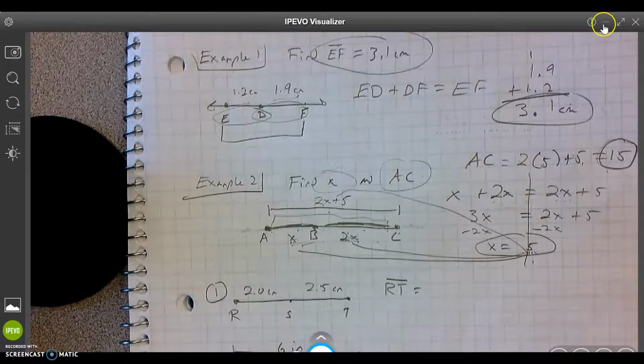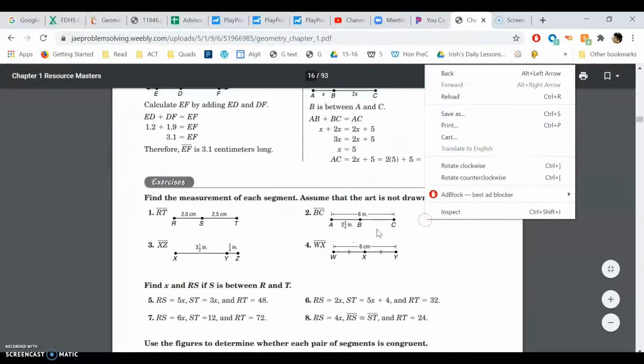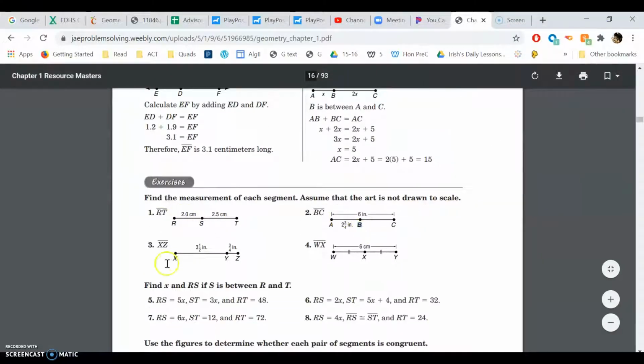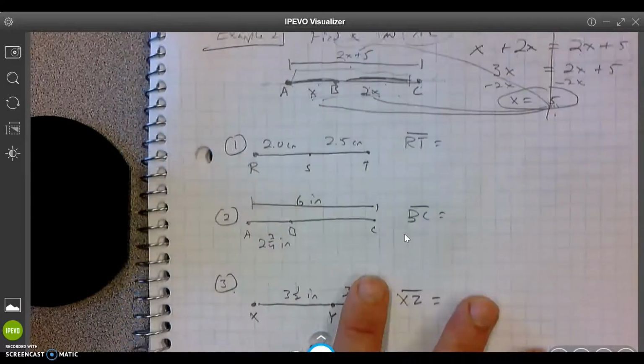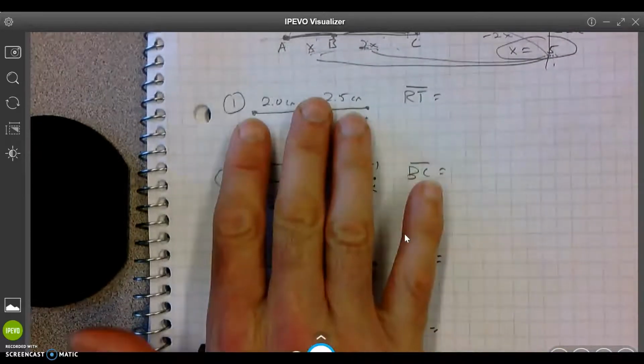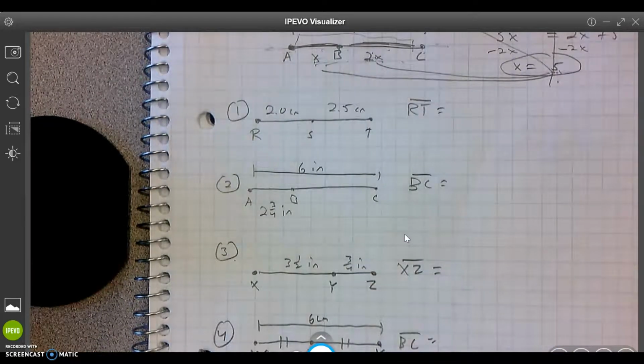So now let's do some more problems. Let's scroll down here. See these right here? 1, 2, 3, 4. Pause the video and copy these. Copy these. Copy these. Copy these. All right, cool. Hopefully you got them. So here's my copied right here. So if you don't have, make sure your work looks like my work.